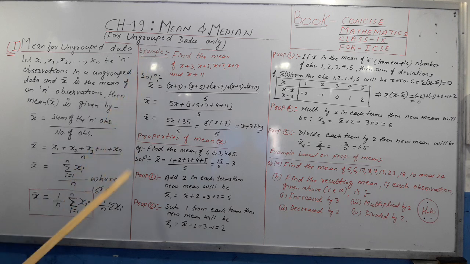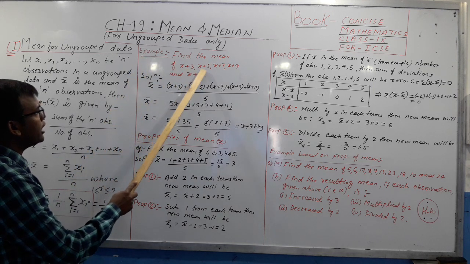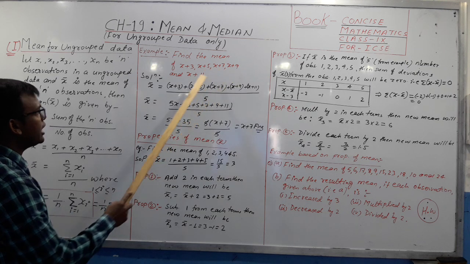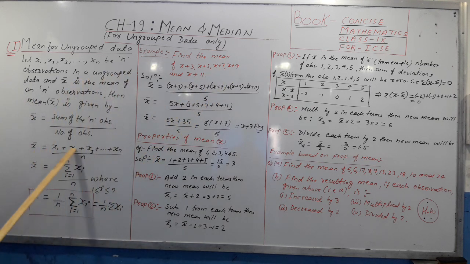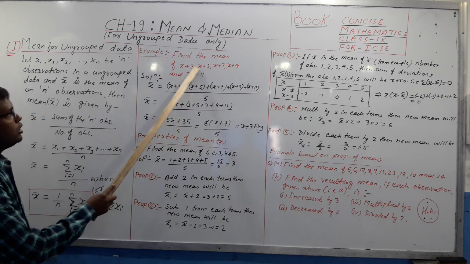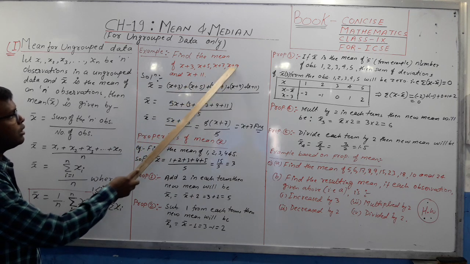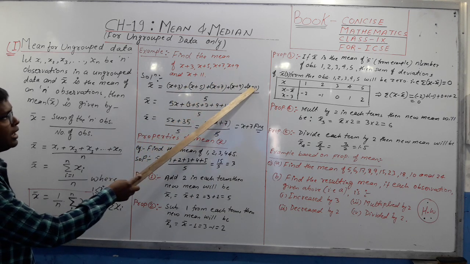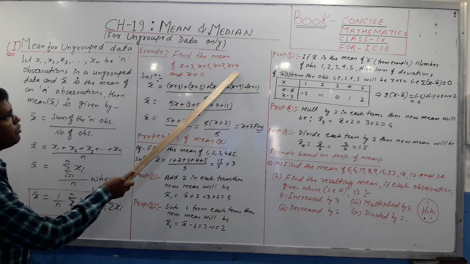Let me take one example related to the mean. Find the mean of x plus 3, x plus 5, x plus 7, x plus 9 up to x plus 11. So, what is the formula? x mean is equal to the sum of the observations divided by the number of observations. See, sum all these observations, x plus 3, x plus 5, x plus 7, x plus 9, x plus 11. And how many number of observations? Just count 1, 2, 3, 4, 5.